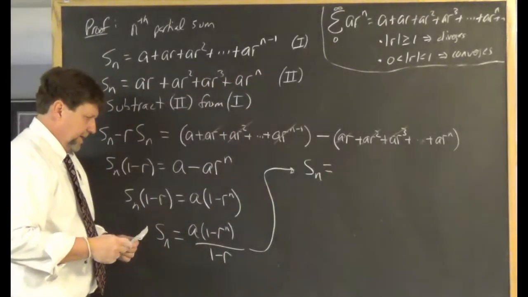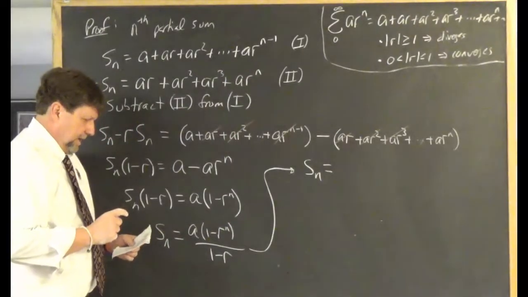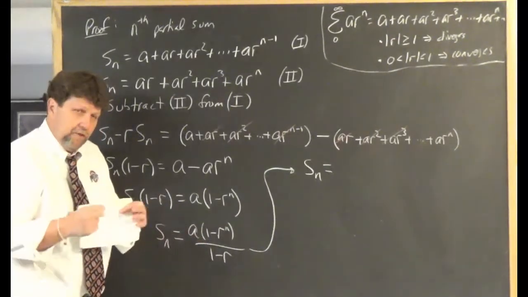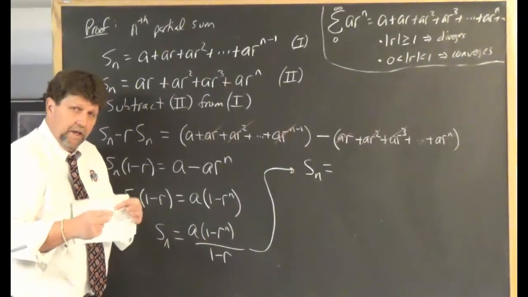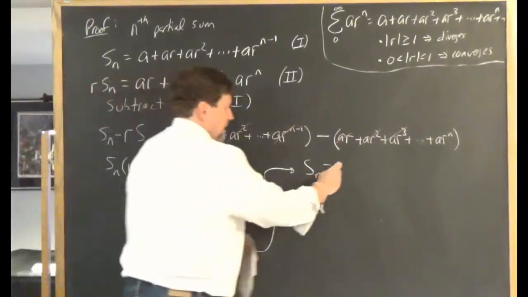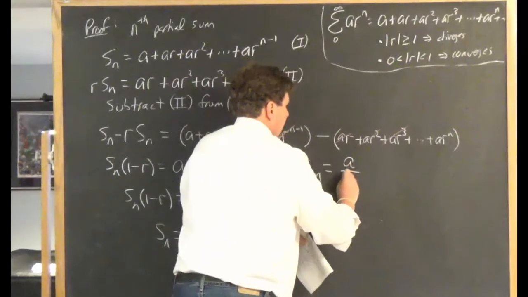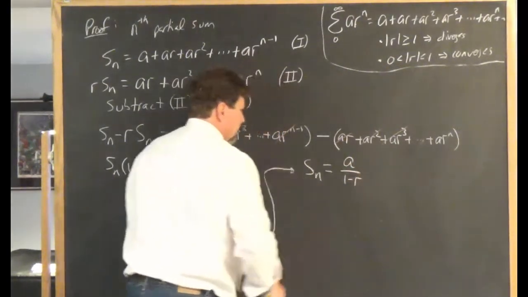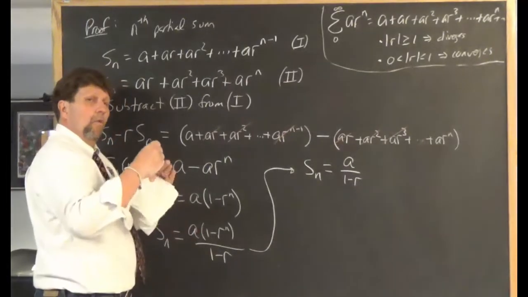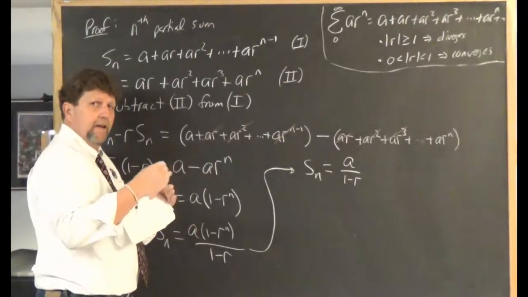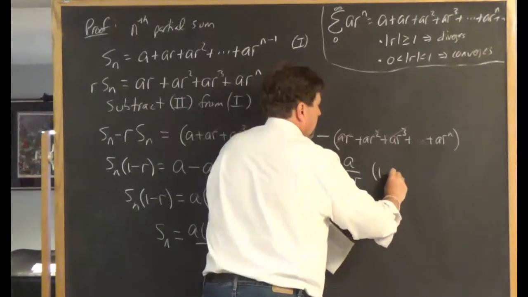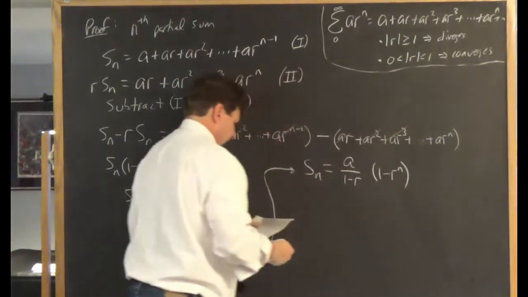I'm going to rewrite this as two fractions, multiplied together. The first one is a over 1 minus r, and the second fraction would be 1 minus r to the n over 1. Well, I'll just write that as 1 minus r to the n.